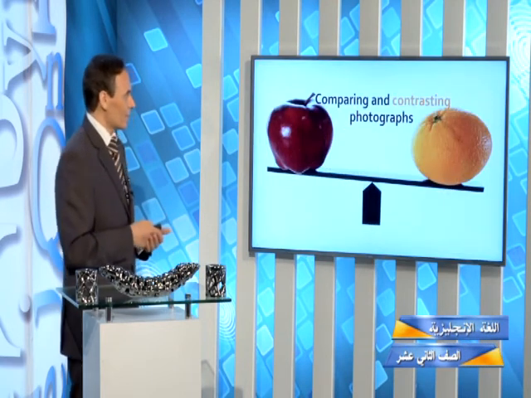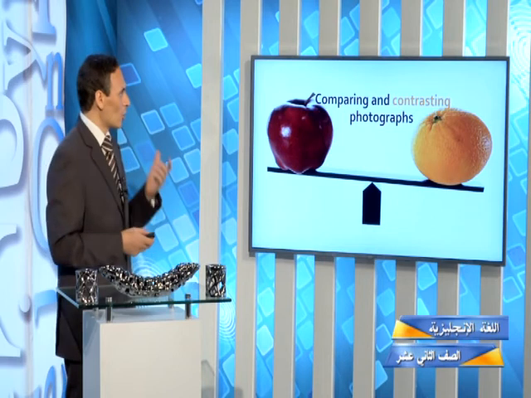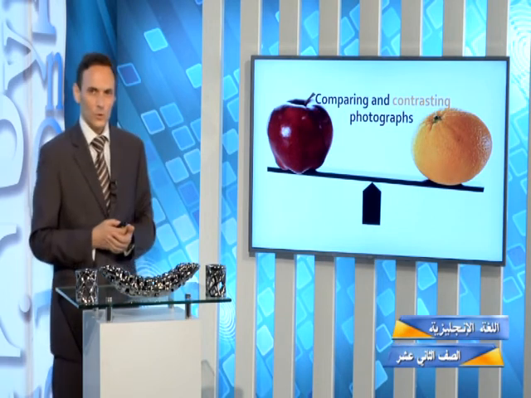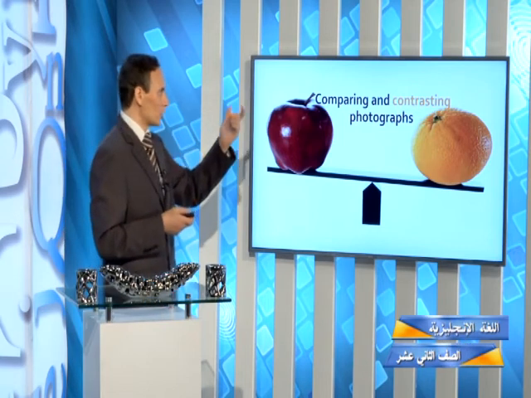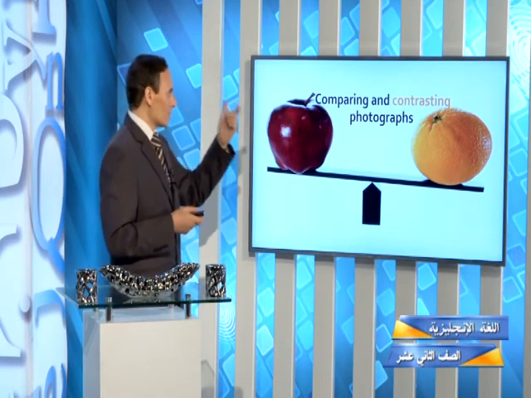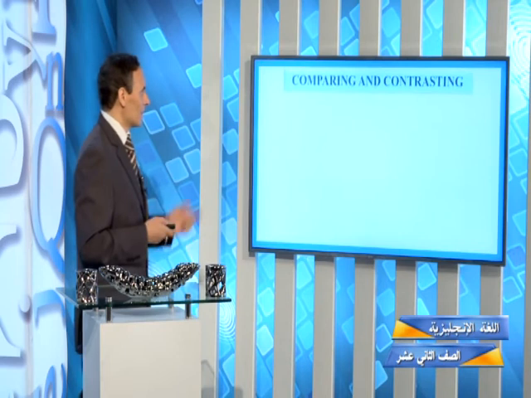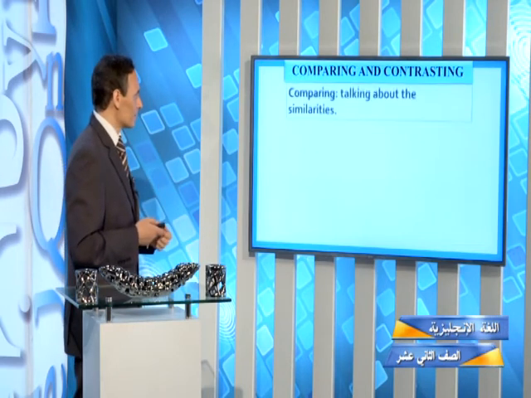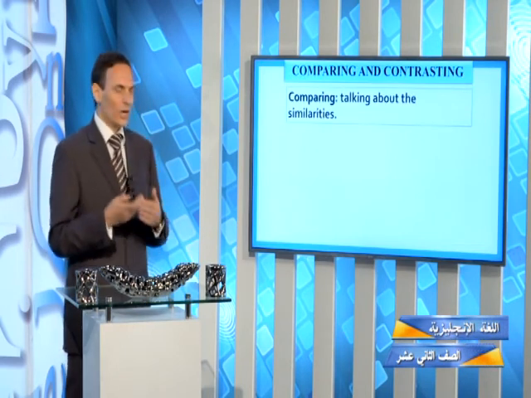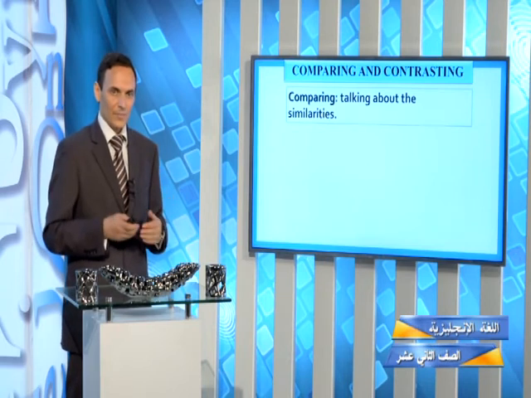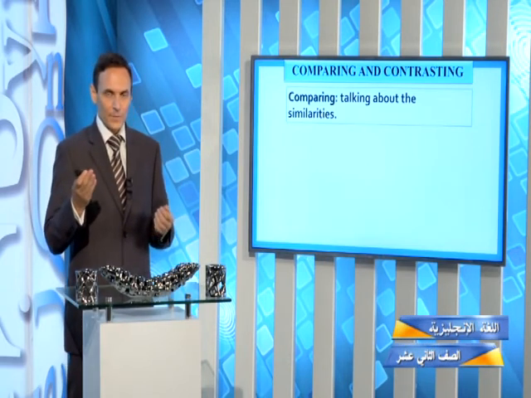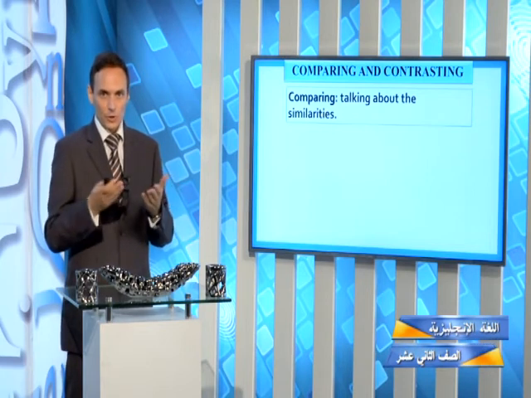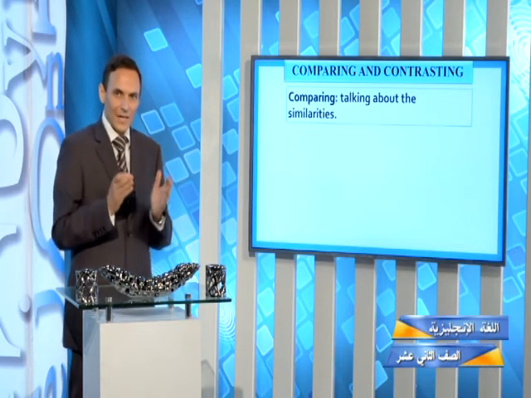Let's move to the next language function, which is comparing and contrasting photographs. You're going to compare and contrast. What do these two terms mean? By comparing, we mean that we're going to talk about the similarities. For example, let's compare football and rugby. Well, they are both sports. So I'm looking at the similarities between the two.